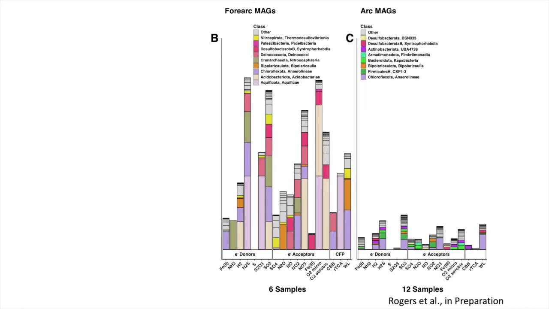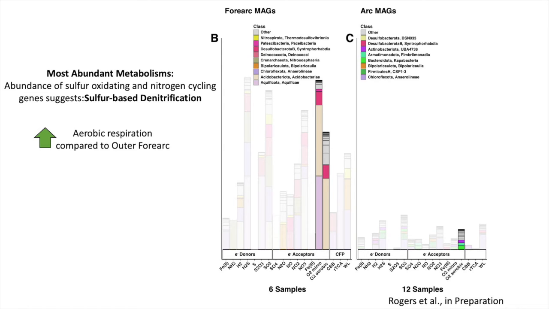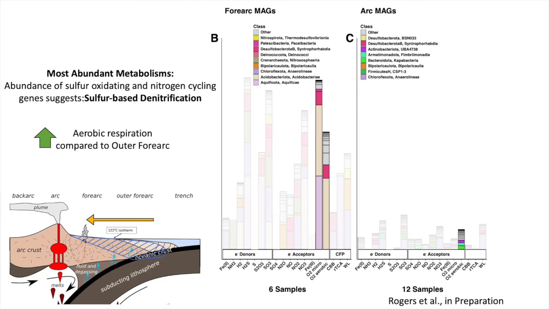When we look at the forearc and arc, we find that the abundance of sulfur oxidizing and nitrogen cycling genes suggests that sulfur-based denitrification is the dominant metabolism within these provinces. You'll also notice that there is an increase in aerobic respiration when compared to the outer forearc. And this may be due to the fact that as we increase distance from the trench and approach the volcanoes, the 120-degree isotherm becomes shallower, increasing the likelihood of atmospheric influence on the microbial communities within these provinces.